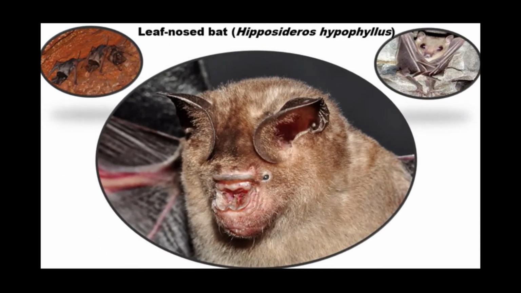Now this is the leaf-nosed bat. Its scientific name is Hipposideros hypophyllus. Now it is found only in one cave in Hanumanahalli village in Kolar district. It is also known as the Kolar bat and it is a critically endangered species.